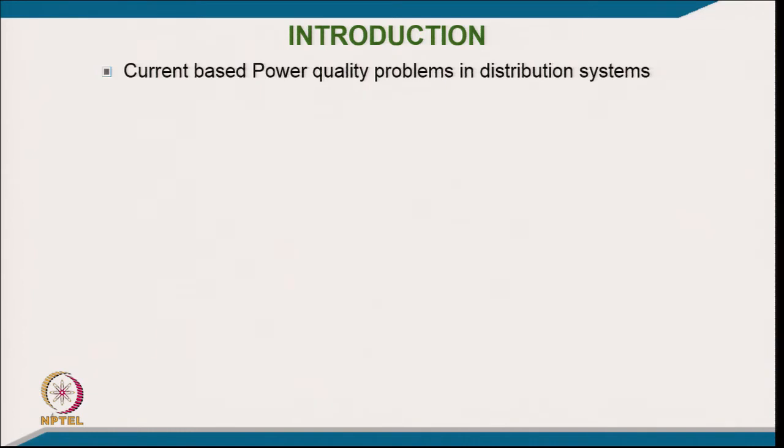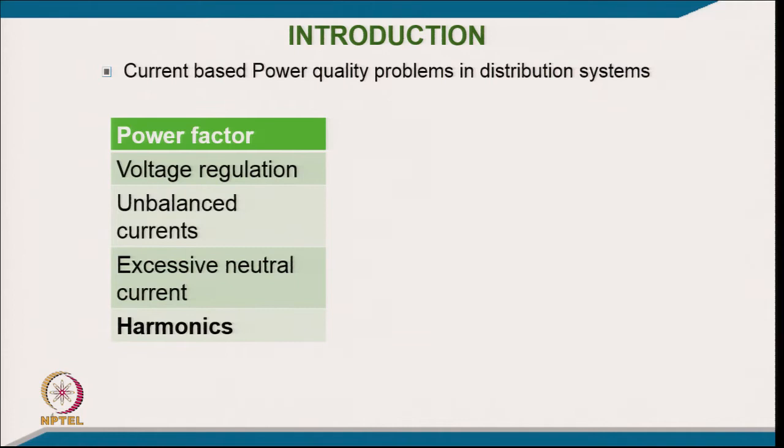Coming to the introduction, there are current based power quality problems in distribution systems, and the problem is related to power factor and voltage regulation. Of course, these two cannot go together. Earlier also we discussed it, but either you can have compensation for power factor by providing reactive power, or you can have voltage regulation.